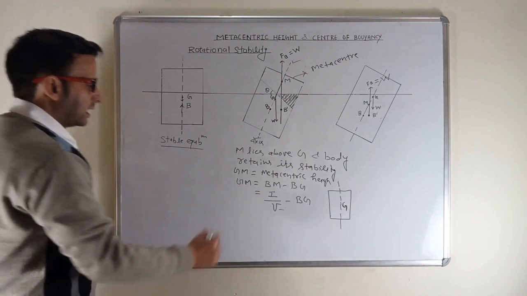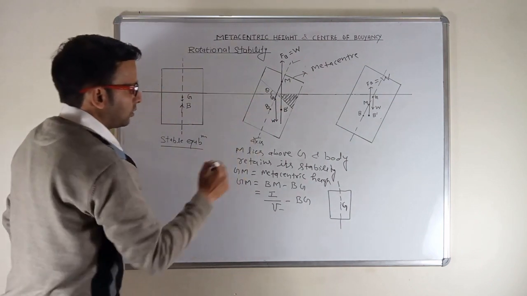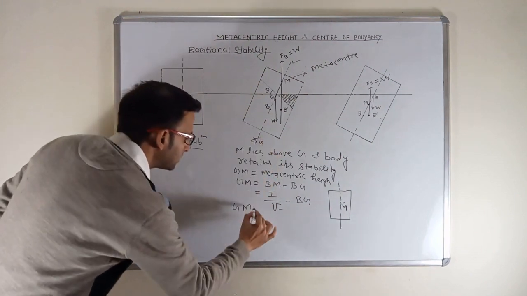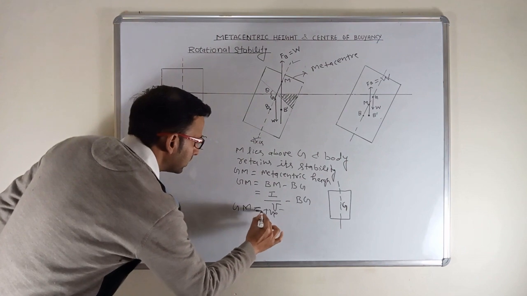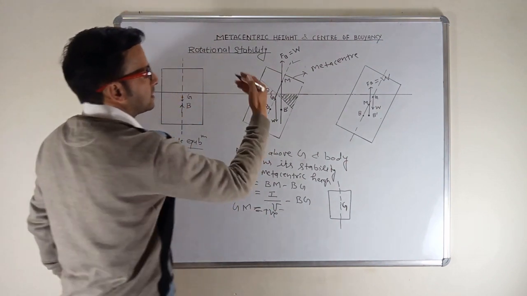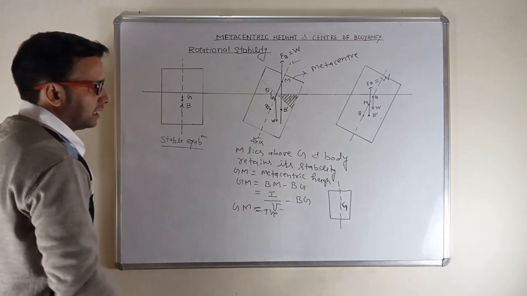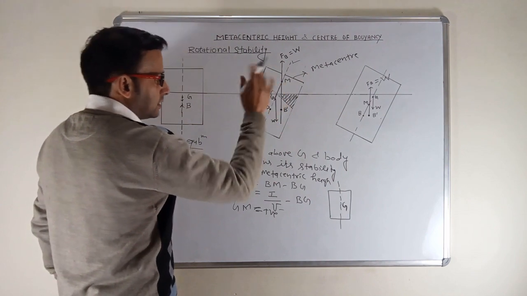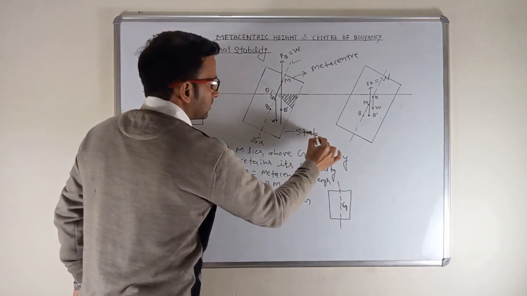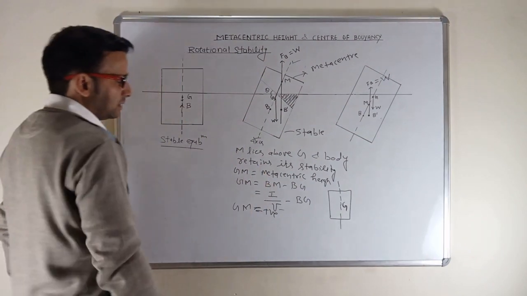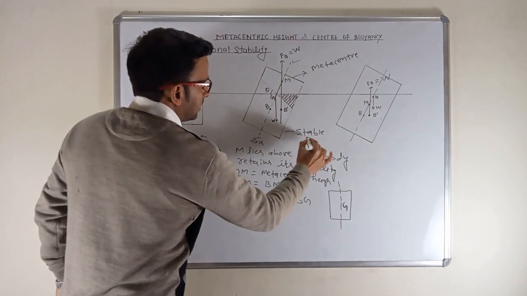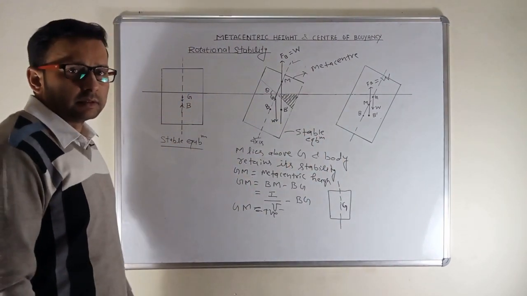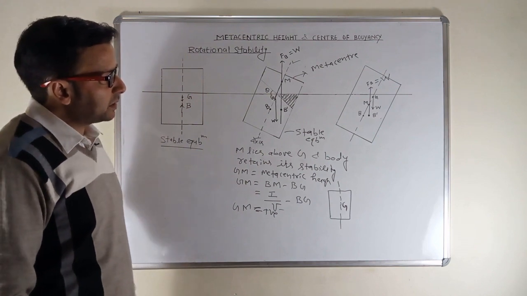Now the important point is that in this case, when M lies above G, GM is positive. In other words, M lies above G. So this is the positive metacentric height. And when the metacentric height is positive, the body is in stable equilibrium. Always remember, when GM is positive, like this case, the body is in stable equilibrium. Why does this happen?